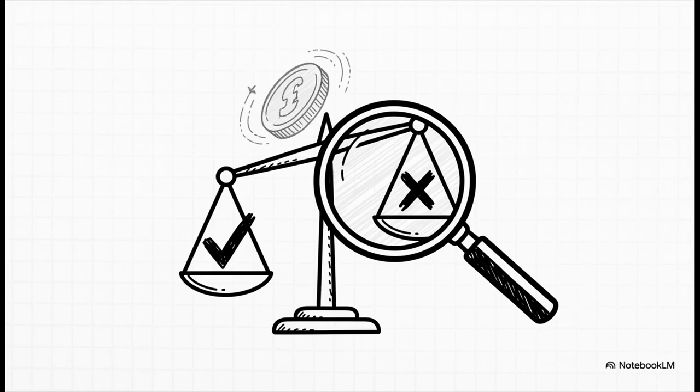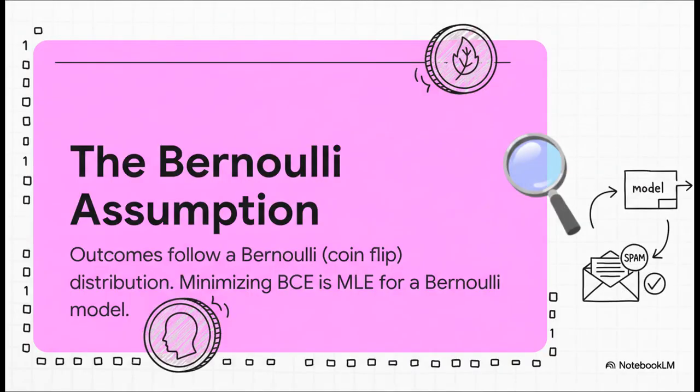Okay, one mystery down. Now what about cross-entropy for classification? What's the hidden story we're telling there? In this case, we're assuming that the outcome for every data point is basically a weighted coin flip, a Bernoulli trial. It's either heads or tails, spam or not spam, cat or not cat. So minimizing cross-entropy is the exact mathematical equivalent of finding the model that best explains the sequence of heads and tails that you actually saw in your data. It's that direct a link.